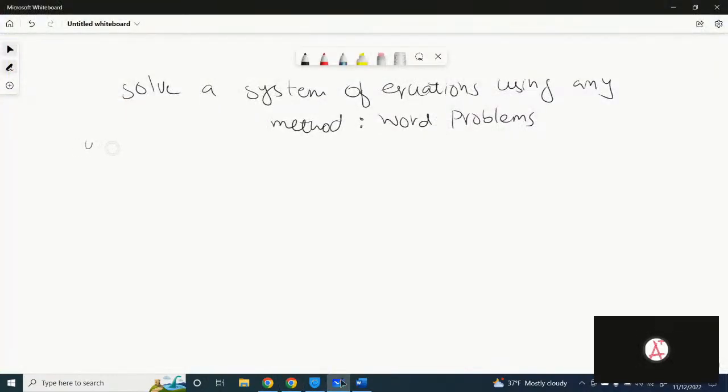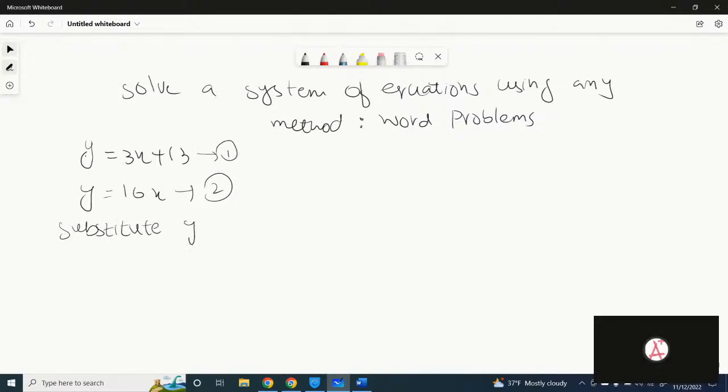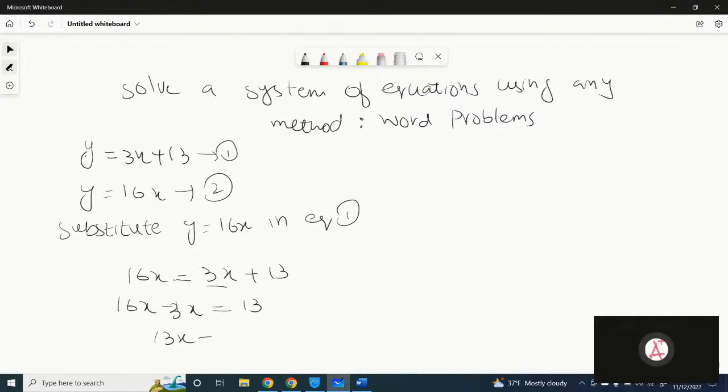y equals 3x plus 13. And the second one is y equals 16x. So just replace y with its value, 16x, substituting y equals 16x in equation 1. So it would be 16x equals 3x plus 13. Move the 3x to the other side: 16x minus 3x equals 13. So 13x equals 13. Divide both sides by 13. The value of x is 1.